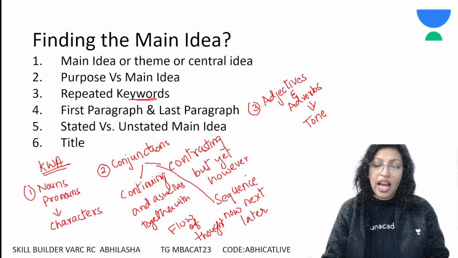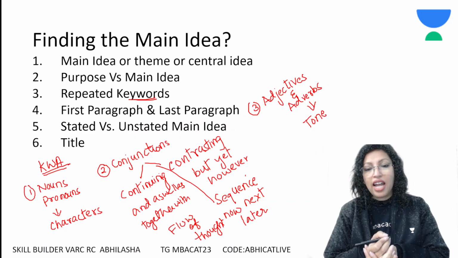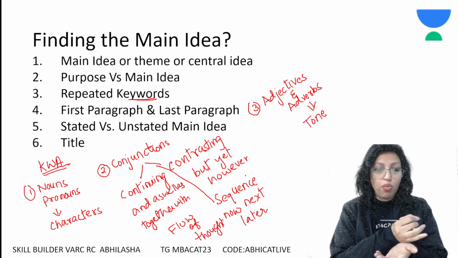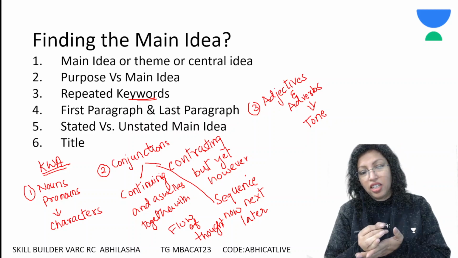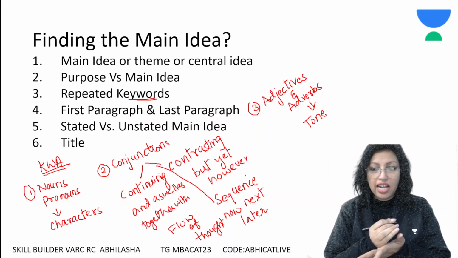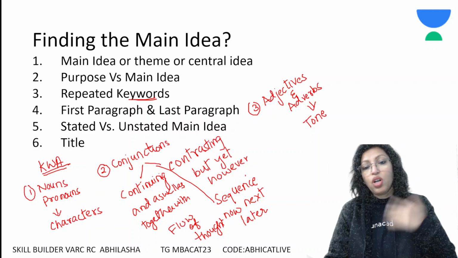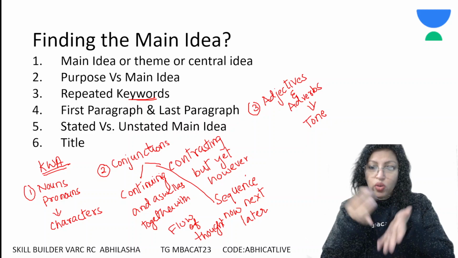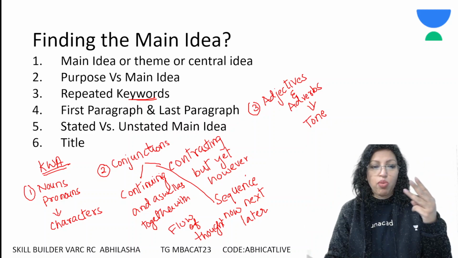So when you look at the adjectives and adverbs, remember any descriptive word or phrase is an adjective if it describes a noun or a pronoun. It is an adverb if it describes another verb, an adjective or another adverb. So any of these descriptions, any descriptive word or phrase will point you towards the tone of the author. So three types of keywords we have spotted.